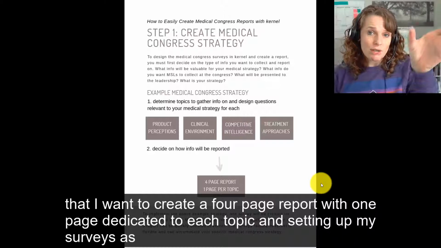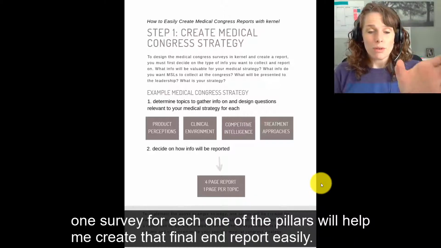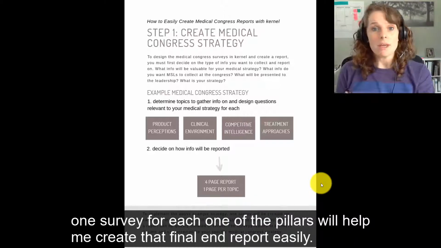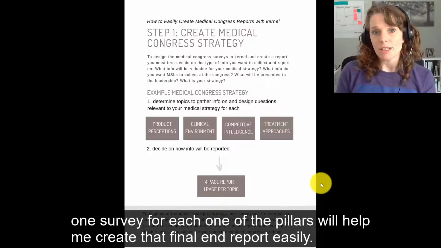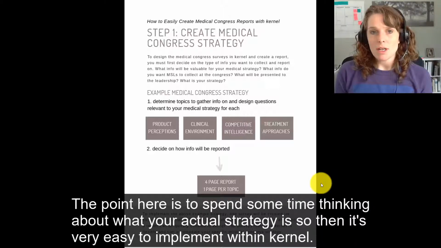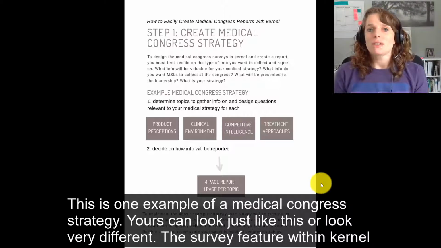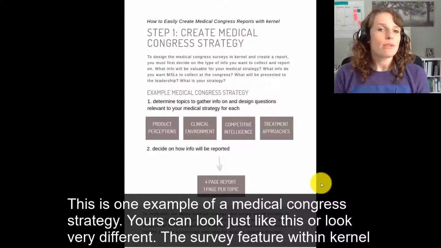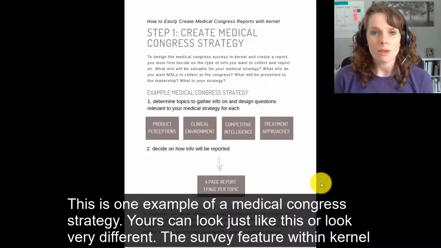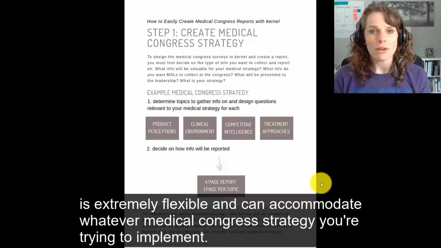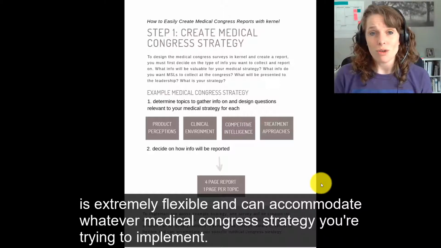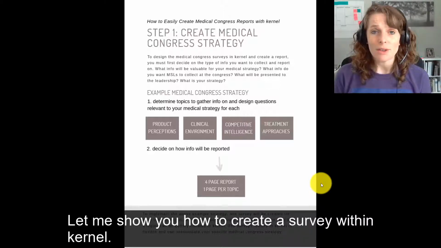And setting up my surveys as one survey for each one of these pillars will help me create that final end report easily. The point here is to spend some time thinking about what your actual strategy is, so then it's very easy to implement within Kernel. This is one example of a medical congress strategy. Yours can look just like this or look very different. The survey feature within Kernel is extremely flexible and can accommodate whatever medical congress strategy you are trying to implement. Let me show you how to create a survey within Kernel.